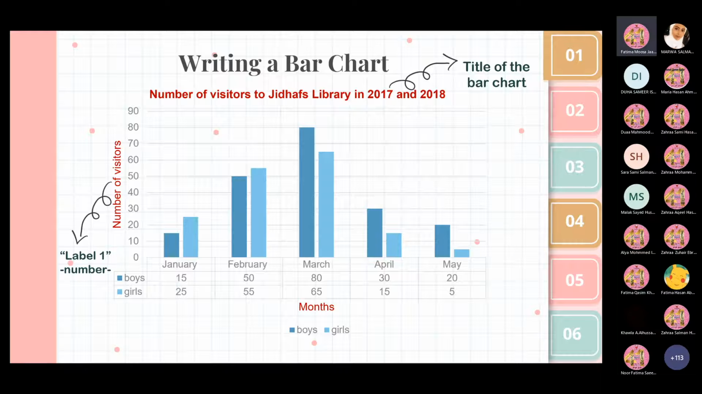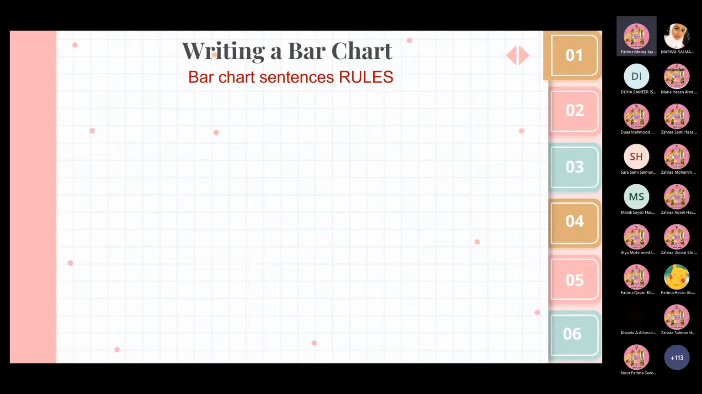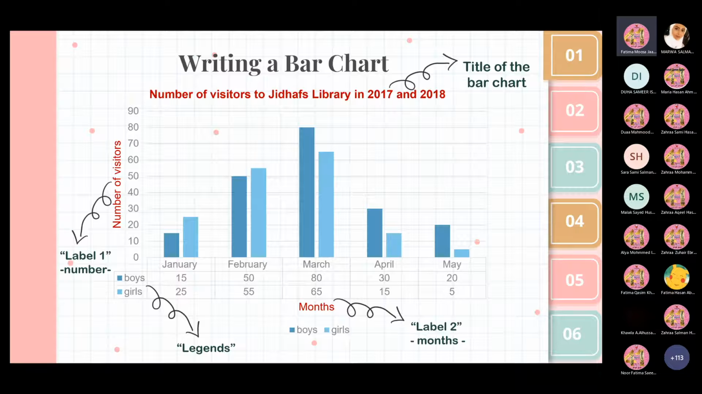And the last one. Here we have two genders, boys and girls. Okay, so we have the title on the top, label number 1 in the first line, label number 2 in the second line, and the legends, which are the two genders, boys and girls.